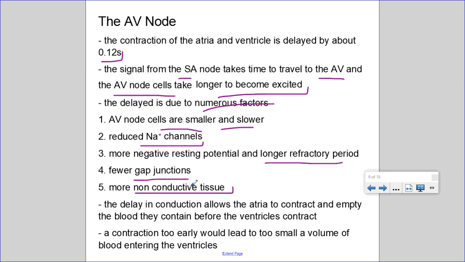The delay in conduction will allow the atria to contract and empty the blood into the ventricle before the ventricles contract. So you need the atrium to contract first and then the ventricles to contract. So the delay in the signal at the atrioventricular node is what allows the atrium to contract and then the ventricles to contract. A contraction too early would lead to too small a volume of blood entering the ventricles.